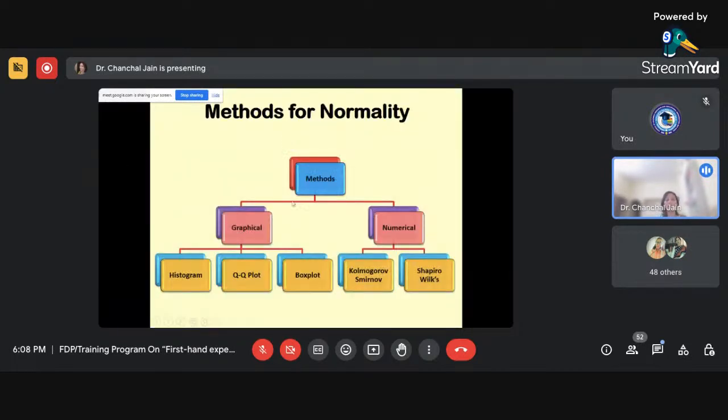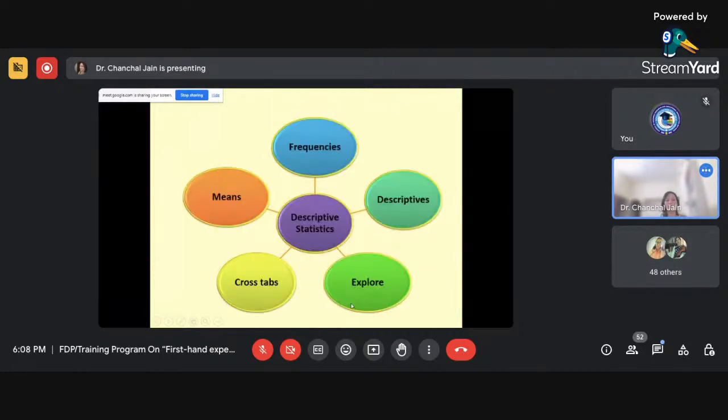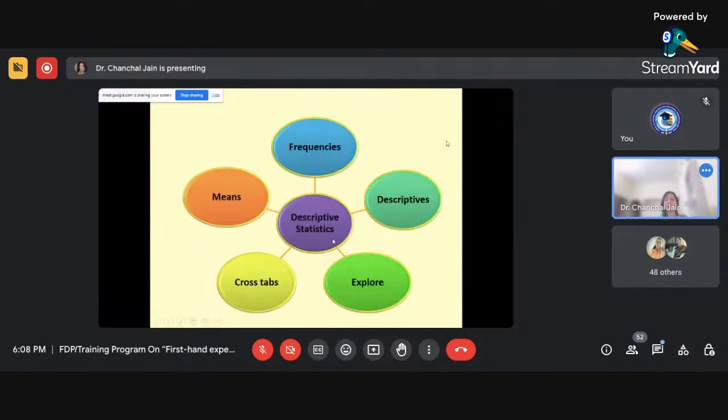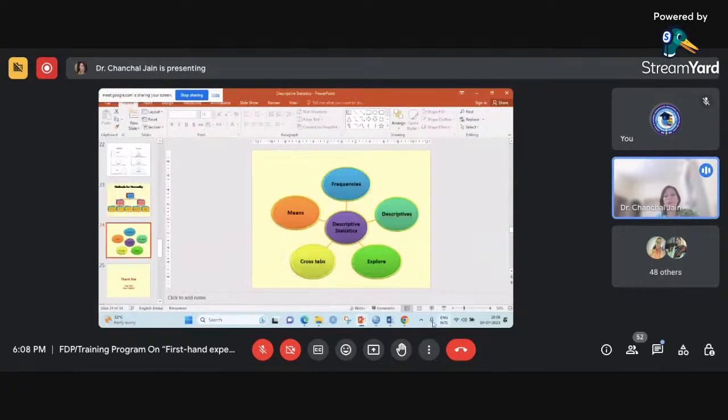Now, methods also, I think I have explained. This is about how you can calculate descriptive statistics in SPSS. These are the five ways: frequencies, descriptives, explore, crosstabs, and means. I'll show you all of this once we move towards SPSS. So this is all for descriptive statistics in the conceptual format from my side. If you have any queries, you can ask me, or else I'm going to share my screen for the next thing.